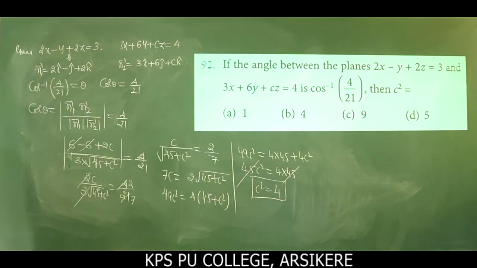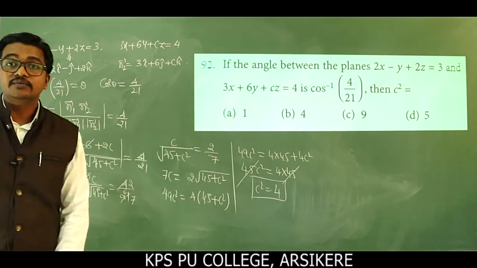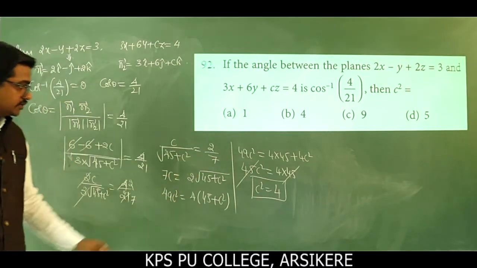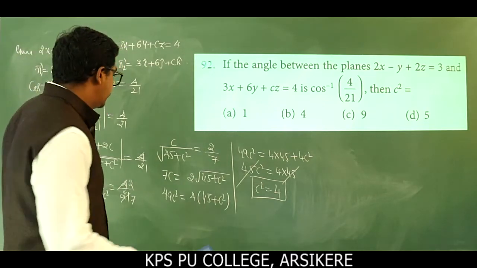C square is equal to 4. The value of c square is 4. Option B is our right answer. Take a pause and note. Next we are moving to the next question.